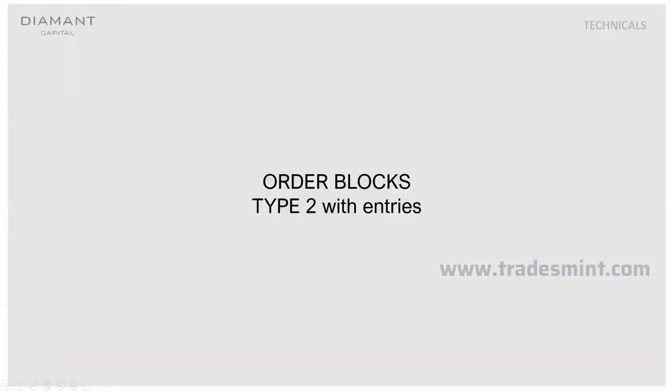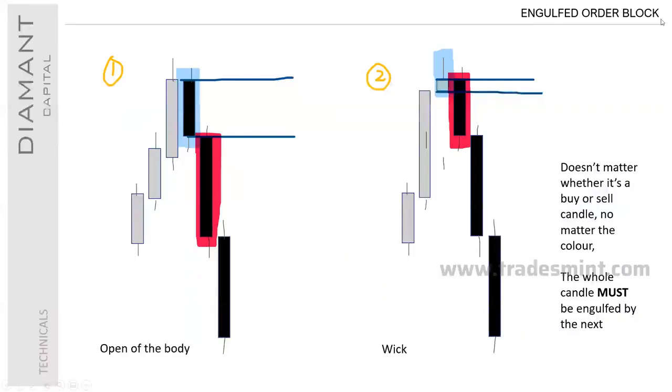But yeah, second type of order block. This one is what I like to call the engulfed order block. Now, it's different to the last one that we saw. It's not the last up move before the down move, but instead it's the one that gets engulfed. Now, what does it mean, engulfed?